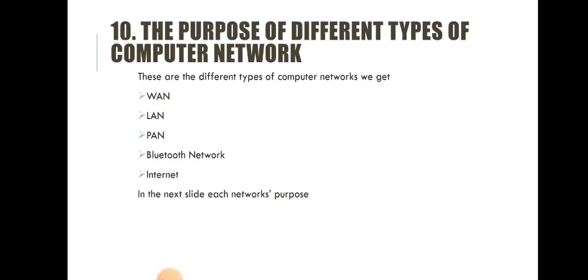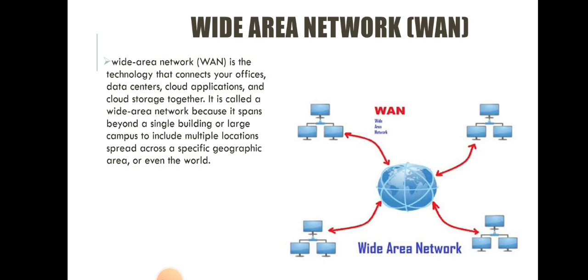And the 10th main heading is the purpose of different types of computer networks. There are different types of computer networks we get: WAN, LAN, PAN, Bluetooth network, internet. In the next slide, each network's purposes.